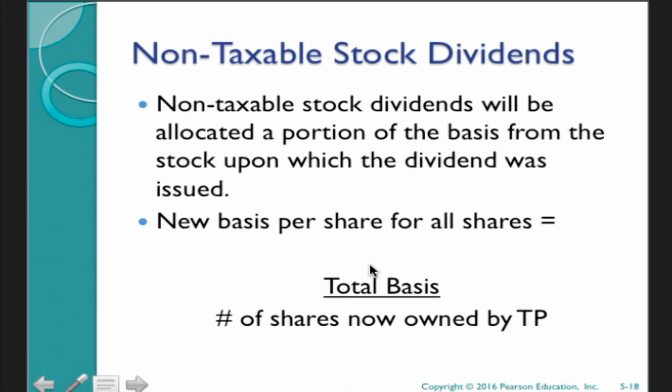So non-taxable stock dividends. A non-taxable stock dividend is allocated a portion of the basis from the stock upon which the dividend was issued, and then the new basis per share for all shares is the total basis divided by the number of shares now owned by the taxpayer. So you're basically just reallocating the original basis to all of the shares.